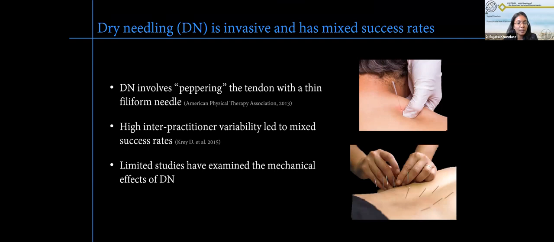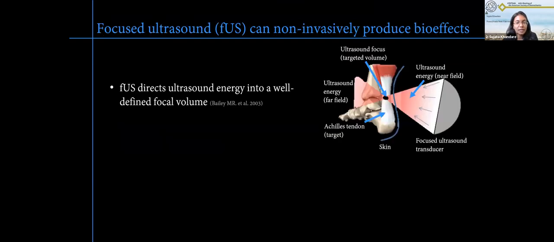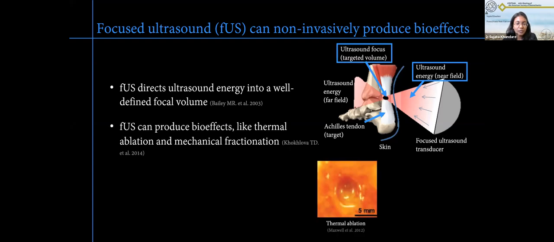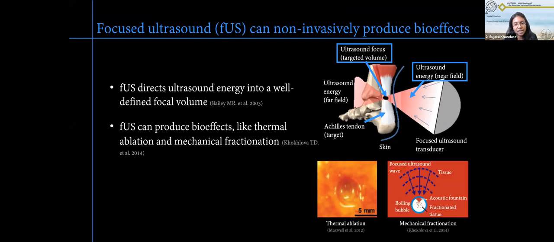On the other hand, focused ultrasound is an emerging ultrasound therapy that can change the way we treat tendon injuries. Focused ultrasound directs the ultrasound energy into a well-defined focal volume of the tissue. Focused ultrasound has the potential to non-invasively introduce micro damage in tendons similar to dry needling, which could be beneficial in tendon healing while still maintaining the tendon mechanical properties. The choice of ultrasound parameters directs the bioeffects towards either thermal ablation or mechanical fractionation, which is thought to produce the desired healing effects.